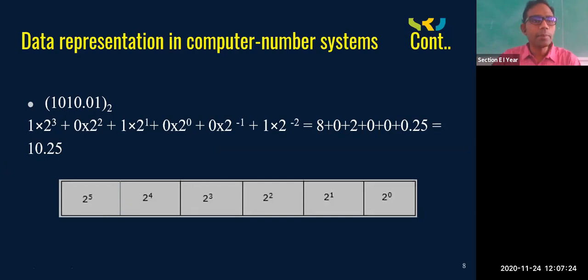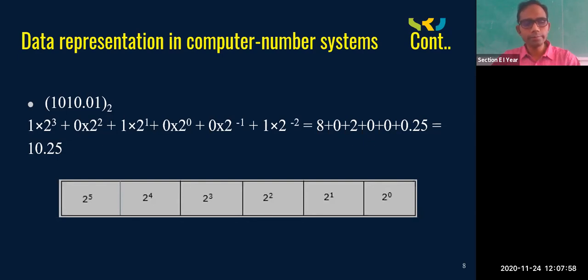1010, take this separately, and after the dot 01, make this separate. Before the dot, after the dot, mantissa, exponential part. Now what we are doing here, the value starts from 2 to the power of 0. 2 to the power of 0 is the first digit. Take the first digit 0 into 2 to the power of 0, then 2 to the power of 1 into the next digit 1. 2 square, take the next digit 0, then 2 cube, take the next digit 1, multiply with that number.